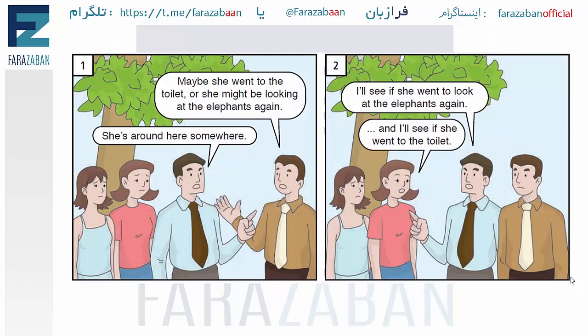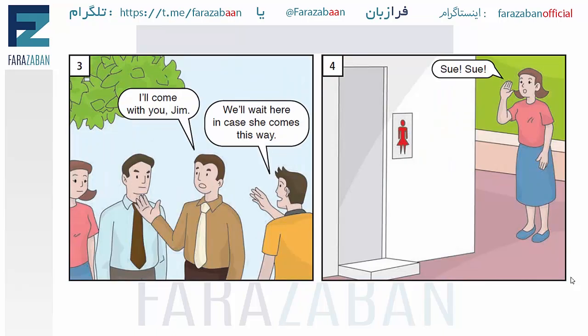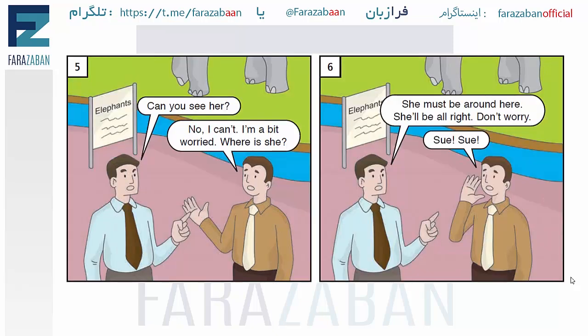Let's go to the story. Maybe she went to the toilet, or she might be looking at the elephants again. She's around here somewhere. I'll see if she went to look at the elephants again, and I'll see if she went to the toilet. I'll come with you, Jim. We'll wait here in case she comes this way. Sue, Sue, can you see her? No, I can't. I'm a bit worried. Where is she? She must be around here. She'll be all right. Don't worry.